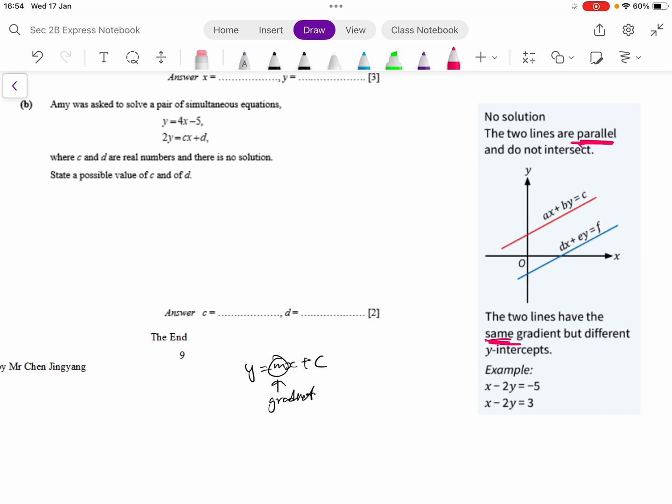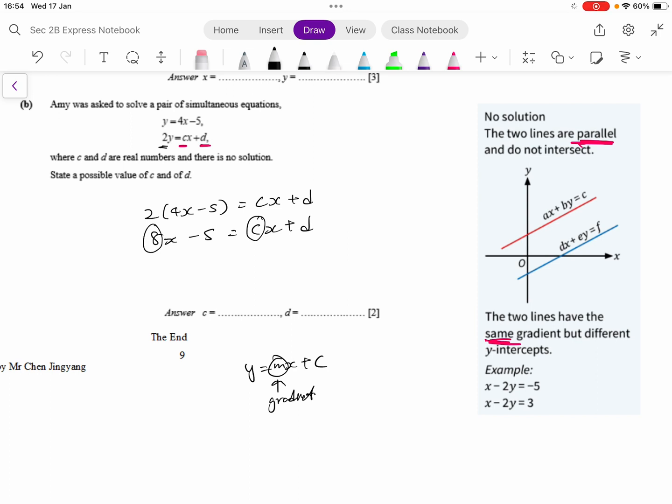So as such, Amy was asked to solve a pair of simultaneous equations. They ask you what the possible values of C and D are. Now if I were to sub this here, you realize that when I expand out, because here y is 2, your C is definitely 8.